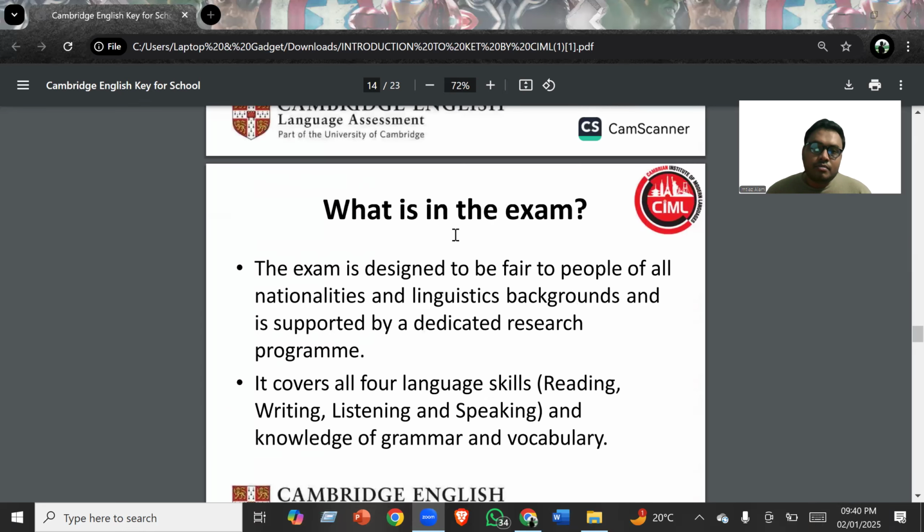Okay. What is in the exam? So when you face this exam, which things will you be facing? The exam is designed to be fair to people of all nationalities and linguistic backgrounds and is supported by a dedicated research program. In simple words, it is for all. It is global, and the subject is global, and of course, this subject will make you global, and that's why this is for all nationalities and all linguistic backgrounds. It covers all four language skills. Whether it's reading or writing or speaking or listening, it will cover all.